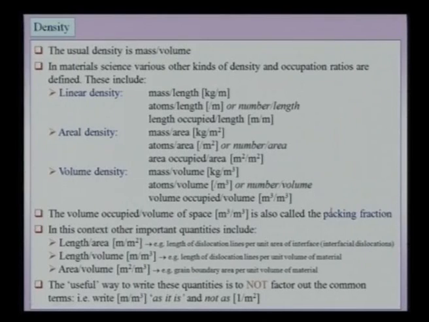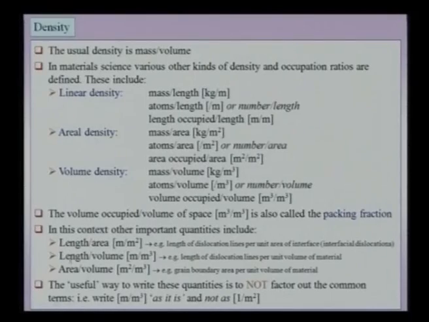I can of course cancel out the units and say that it is dimensionless, but I would prefer not to do that, just to emphasize this aspect. The volume occupied per unit volume, as I said, is also called the packing fraction, and we have been dealing with this number before, though we have never formally defined it. Since we are talking about these densities, in this context certain other important quantities are like length per unit area. For instance, you could define a length per unit volume, meter per meter cube, and later on we will see this is a very important definition in the context of dislocations.